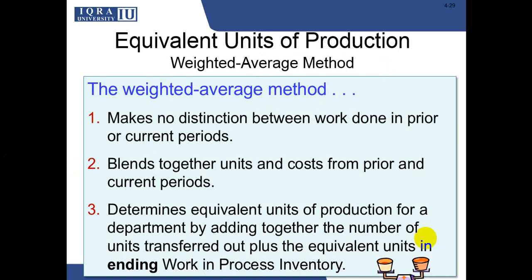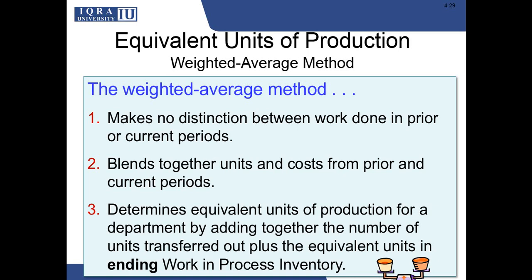According to this method, the opening inventory of work in process and its cost are merged with the production and cost of the current period respectively. An average cost per unit is determined by dividing the total cost by the total equivalent units to ascertain the value of the units in process, right?